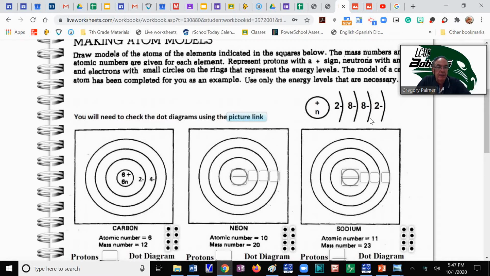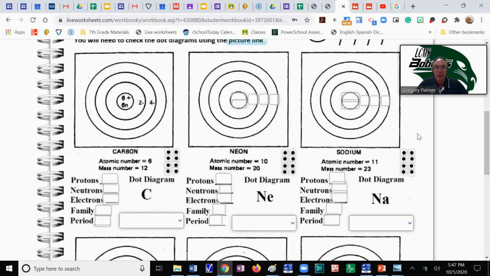Welcome back to another class of virtual science. And I told you I would help you with some of these worksheet assignments to make sure that you're not getting yourself too lost or too frustrated. So this is page 10 in the work packet. And I'm going to go over some of these Bohr models.